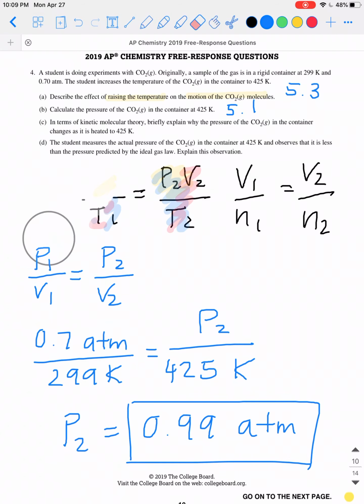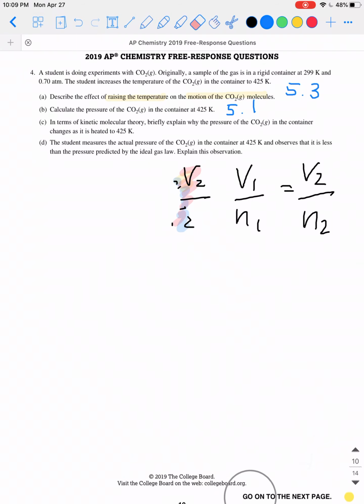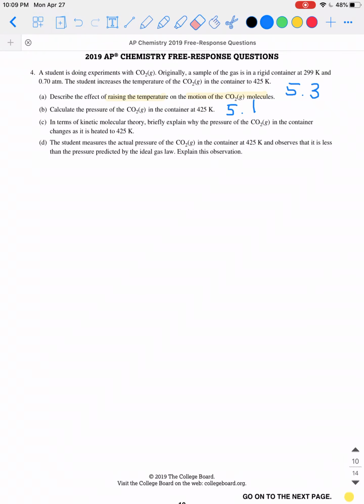Okay, so moving on to part C. Part C says, in terms of the kinetic molecular theory, briefly explain why the pressure of the CO2 in the container changes as it is heated to 425 K. So for this question, the kinetic molecular theory is explained in 5.3. So we learned 4 different aspects of it.